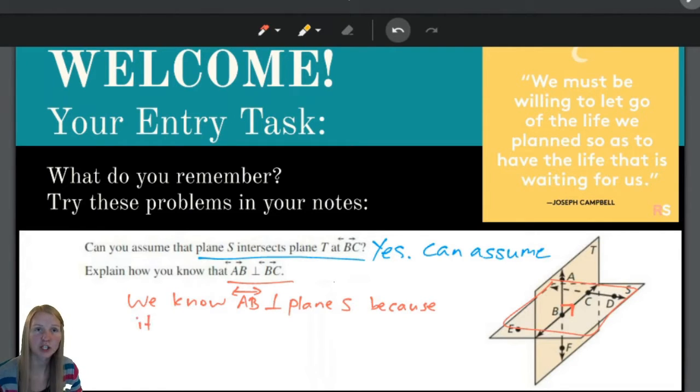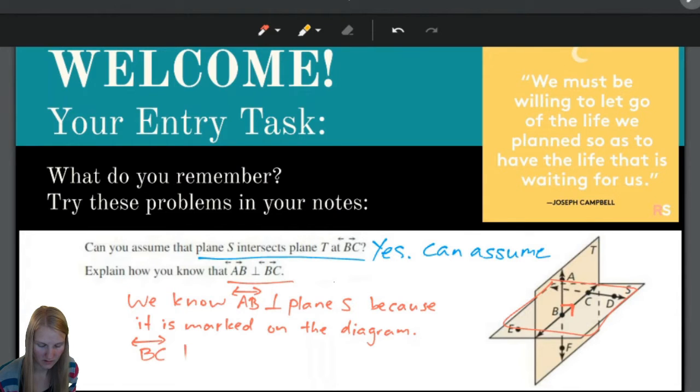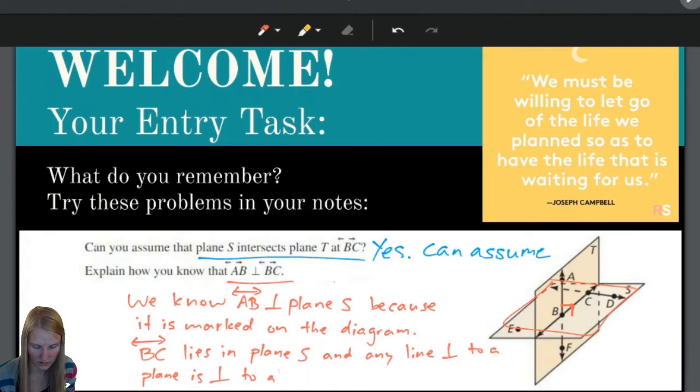because it is marked on the diagram. And line BC lies in plane S, and any line perpendicular to a plane is perpendicular to all lines in that plane.